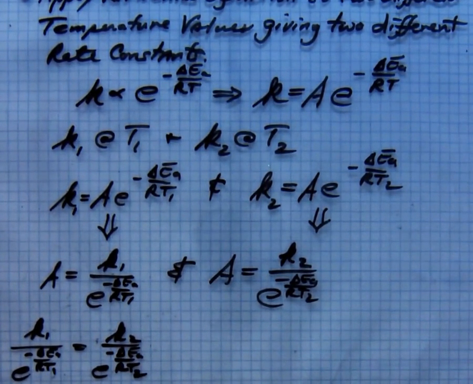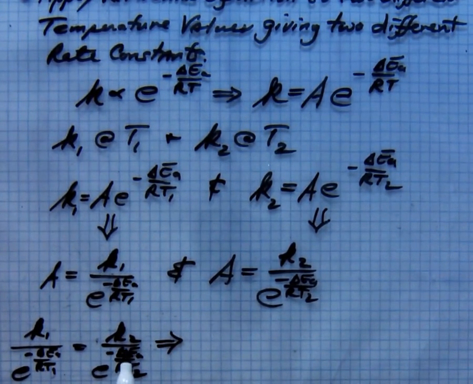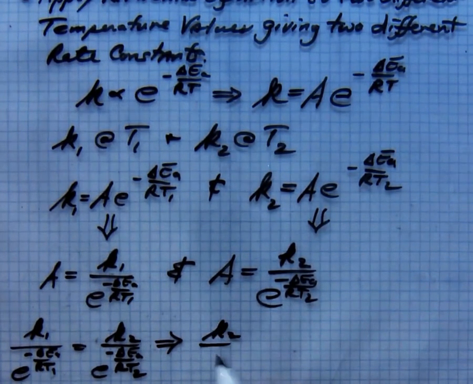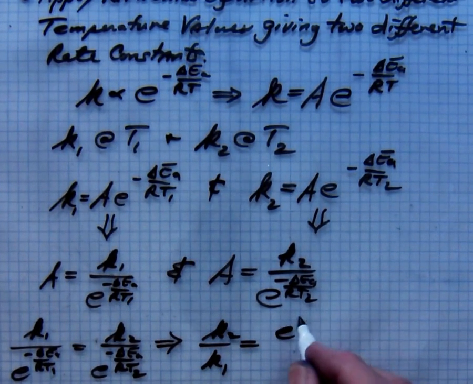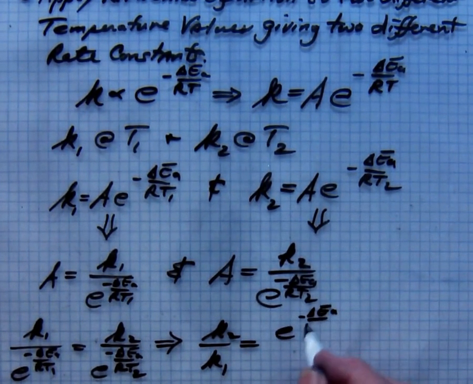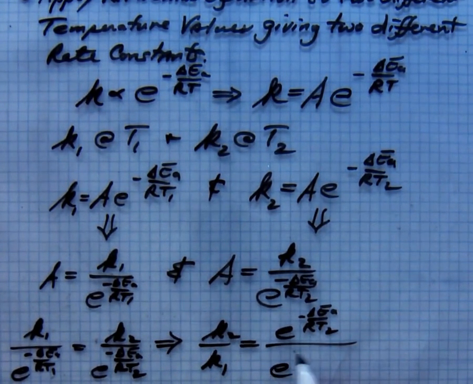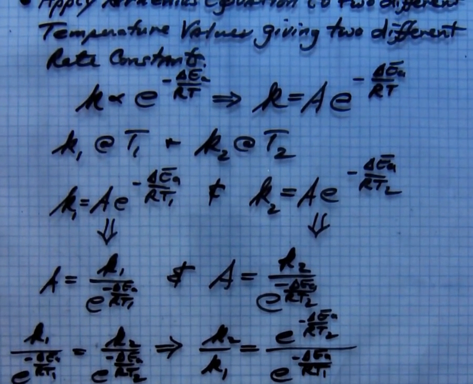Now, what we wish to do is collect the terms containing the exponential and the rate constant terms on one side of the equation. So what we'll do is solve this so that we have K2 over K1 equal to e to the minus delta E sub A over RT2, divided by e to the minus delta E sub A over RT1, like this.